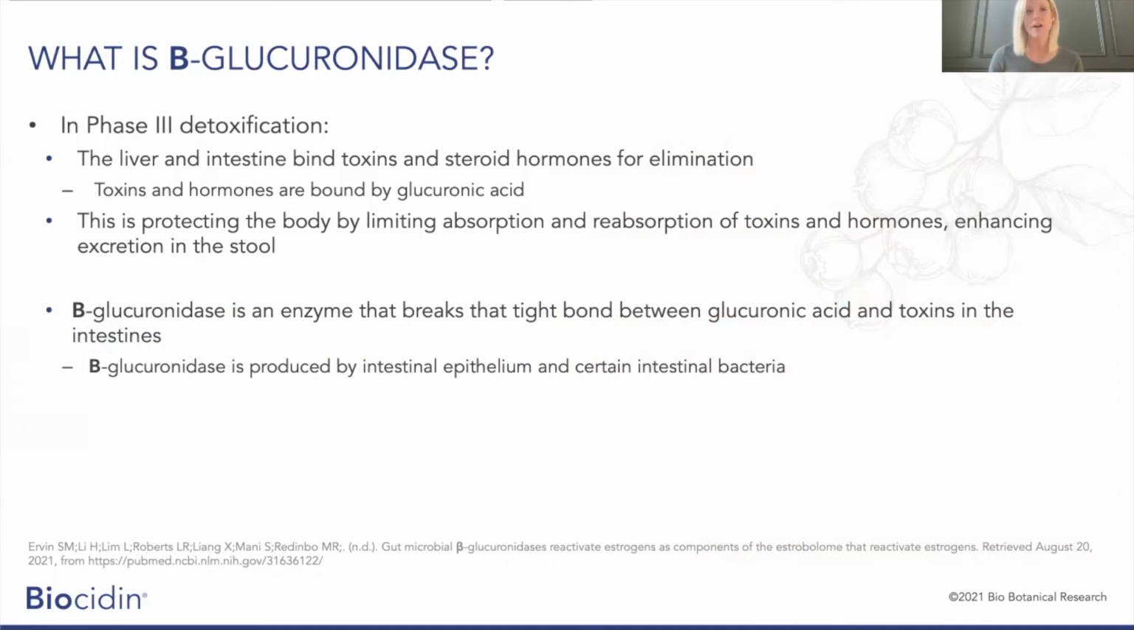However, beta glucuronidase comes into the picture and is like, nope, not today. And it breaks that bond between glucuronic acid and toxins or hormones in the intestines, and then sends those things back into circulation. Beta glucuronidase is produced by intestinal epithelium, but then also certain bacteria. So you can see how this creates a really complex picture where your body is trying to eliminate things and detoxify things, but we've got this beta glucuronidase in the picture creating kind of a mess.